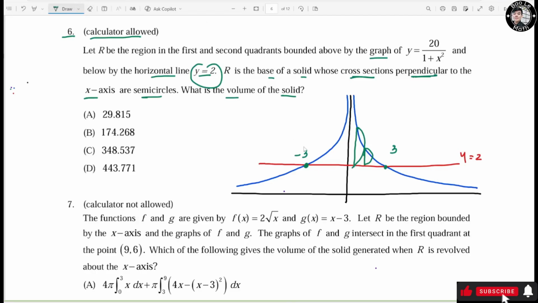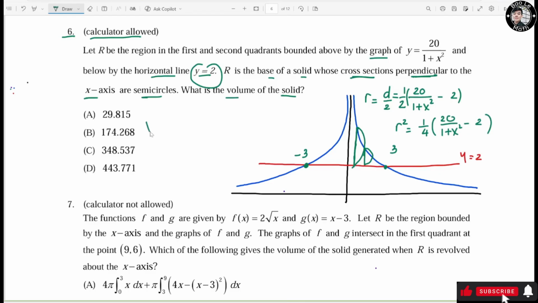Now we need to find the radius of the semicircle in order to find the area of the semicircle. The distance from here to here is actually the diameter. So the diameter equals 20 over 1 plus s squared, subtract 2. We're going to divide both sides by 2 to get the radius, so I'm going to multiply by 1/2, and this is the radius. So the radius squared equals 1 over 4 times 20 over 1 plus s squared minus 2.